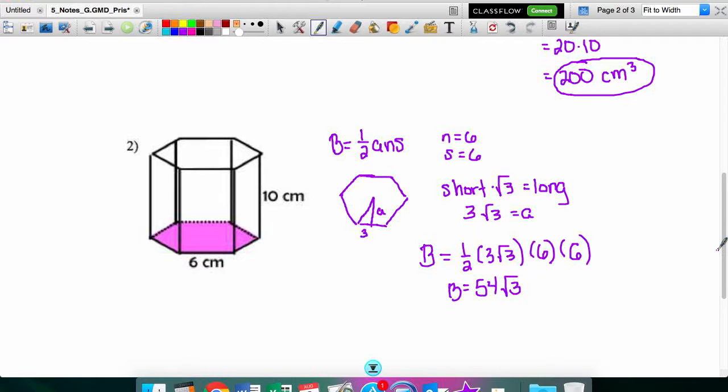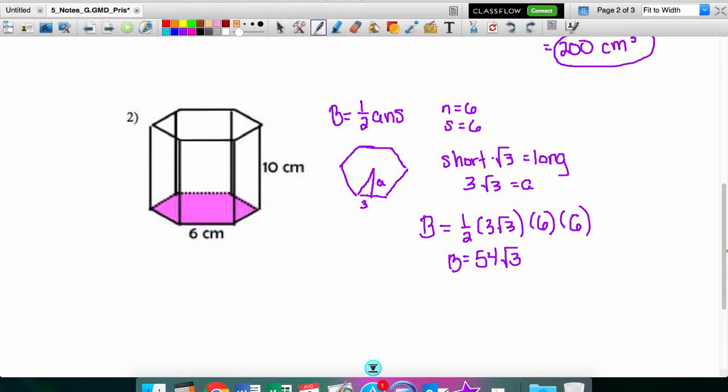Next thing I would do, since I'm calculating the volume of a prism, is identify the height of the prism. The height of the prism is the length from hexagon to hexagon. So the length from the top to the bottom side in this case, or I should say face. It looks like our height, or the length from hexagon to hexagon, happens to be 10 again.